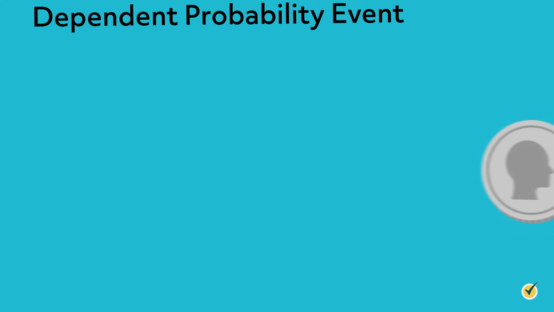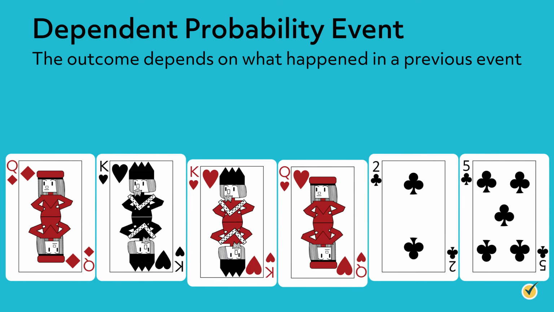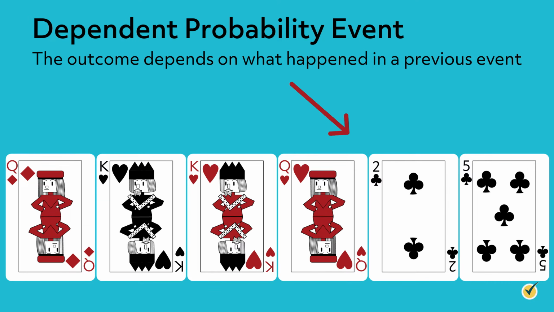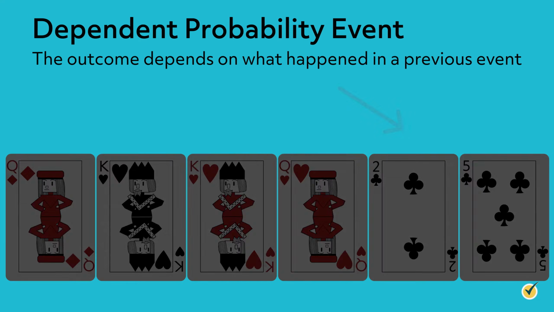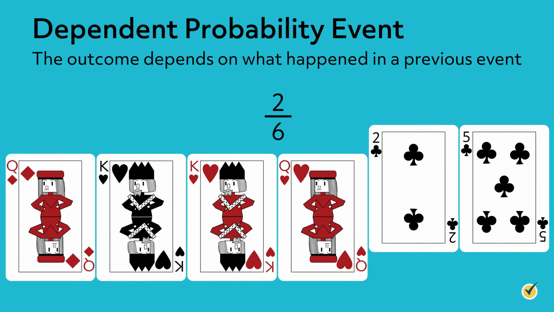Other probability events are dependent, meaning that the outcome depends on what happened in a previous event. For example, consider a set of playing cards with 4 face cards and 2 numbered cards. Without looking at the cards, what are the chances of selecting a numbered card? The probability is 2 in 6. There are 2 numbered cards with 6 cards total.